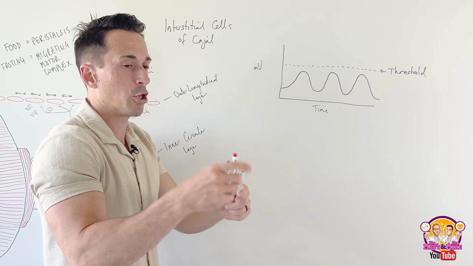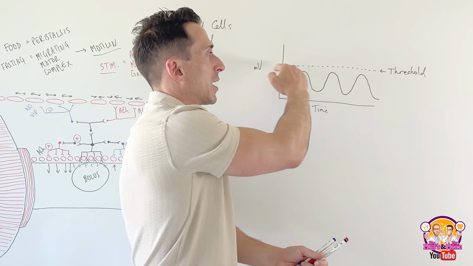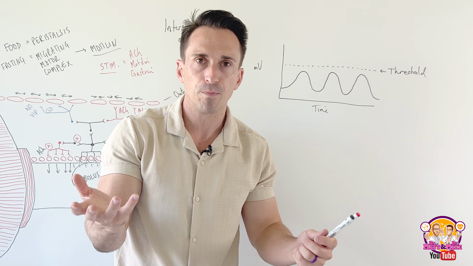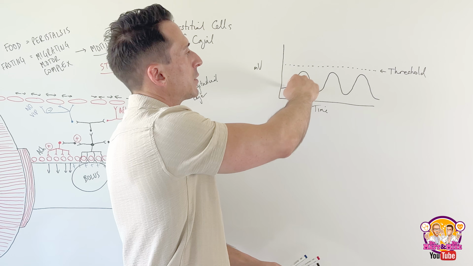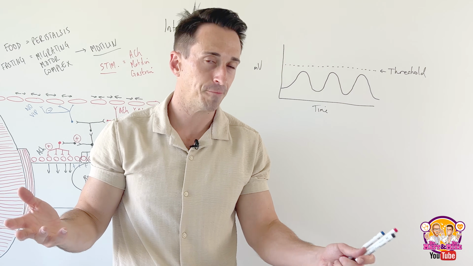So, for example, a neuron, you can have as many depolarization events as you want, but if it doesn't hit threshold, the neuron doesn't send a signal. Same thing happens for muscle. You can have as many of these as you want, but if it doesn't hit threshold, there's no contraction, right?